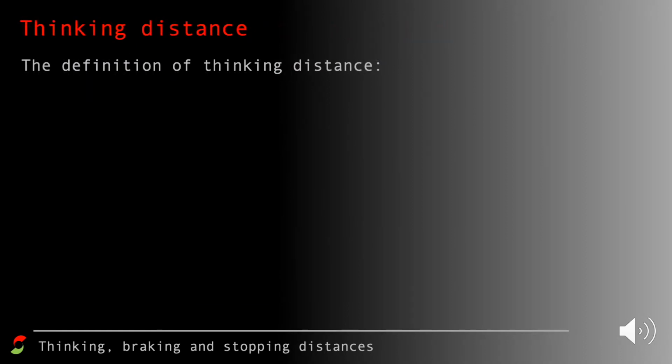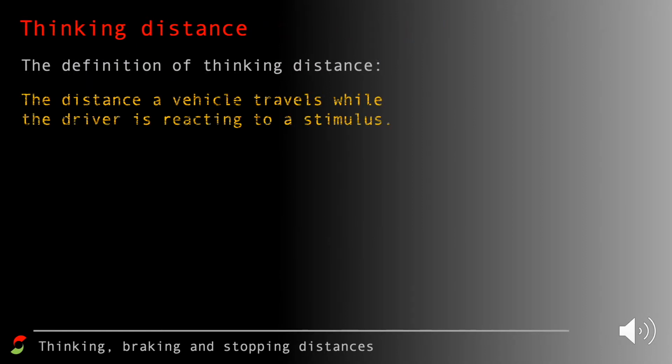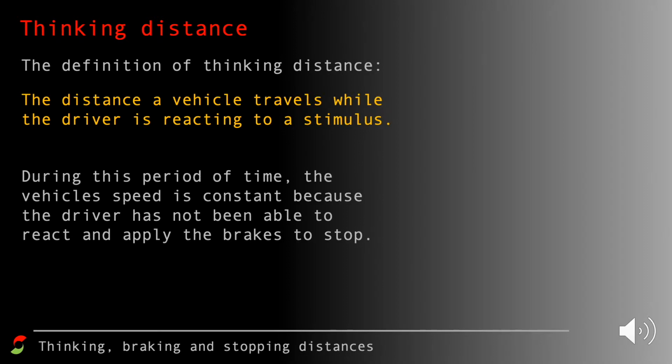Okay, so thinking distance. Well, the definition of thinking distance is quite simply the distance that a vehicle travels while the driver is reacting to a stimulus. And what that means is it's the period of time before the driver is able to put the brakes on. They're just reacting. They've seen something happening, and they're saying, "Oh, I should put the brakes on," and they're in the process of reacting to putting the brakes on.